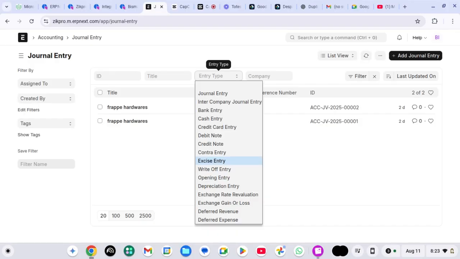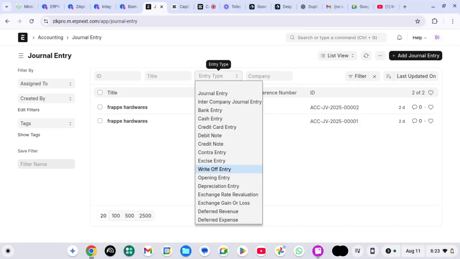Excise entry. When buying items that have excise duty involved, this entry type captures the transaction. On purchase, debit excise duty account and purchase account, credit supplier account. On sale, debit customer account, and credit sales account and excise duty account. Note: excise duty rules are country specific.